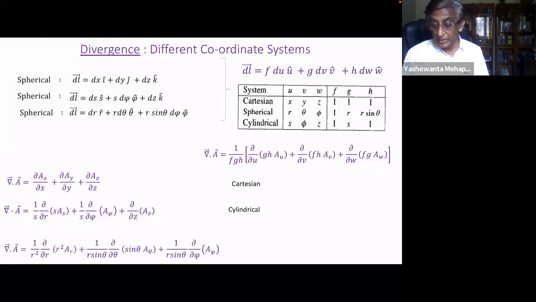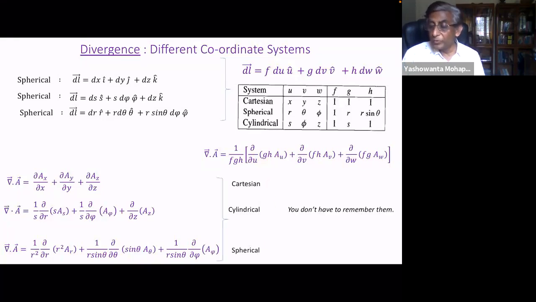And in spherical, if I do this and simplify, the first term is simply 1 by r square, but there's a weight function, r square. Then 1 by r sine theta d theta, there's a sine theta here, and 1 by r sine theta d phi, A phi. So now I know divergence in all three coordinate systems: Cartesian, cylindrical and spherical. You really don't have to remember them. Even if they're not given while you are doing a problem, you can always obtain them from dl. You don't commit to memory, but you should always be able to obtain dl, and from there you can get this. Then you will not go wrong.